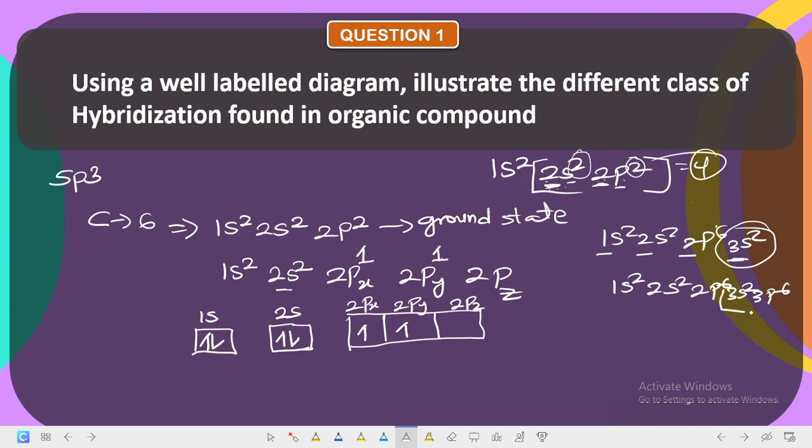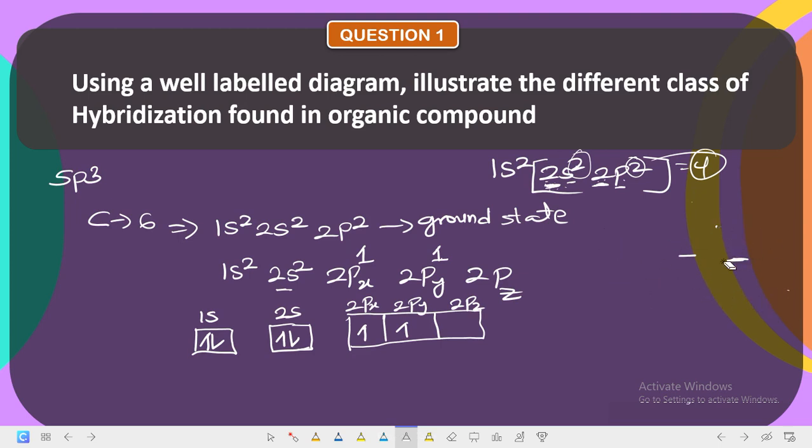Now you agree with me that the valence shell here is 3s2 and 3p6, which will give us a total of how many electrons in the valence shell? 2 plus 6 is how many? 8 electrons. Now, this is just by the way. I was trying to revise something for you to understand better.